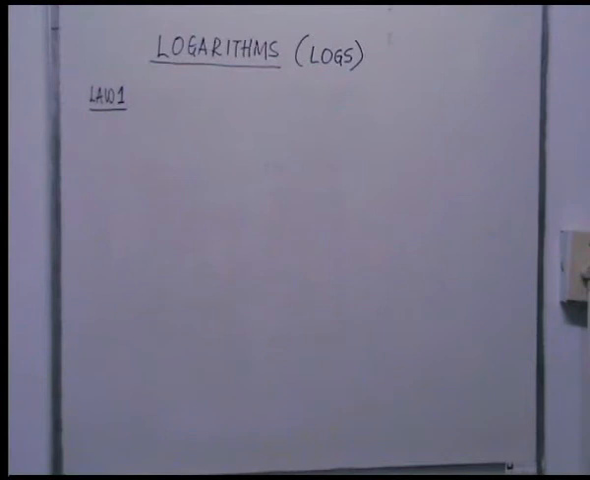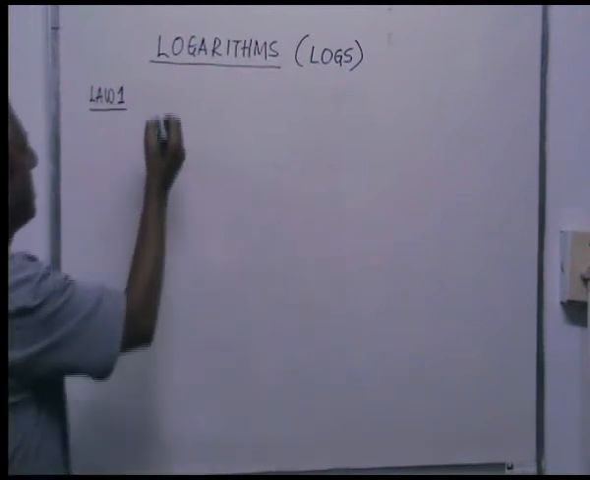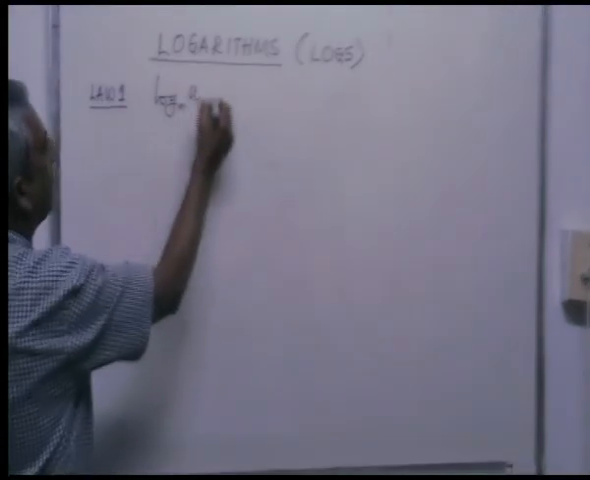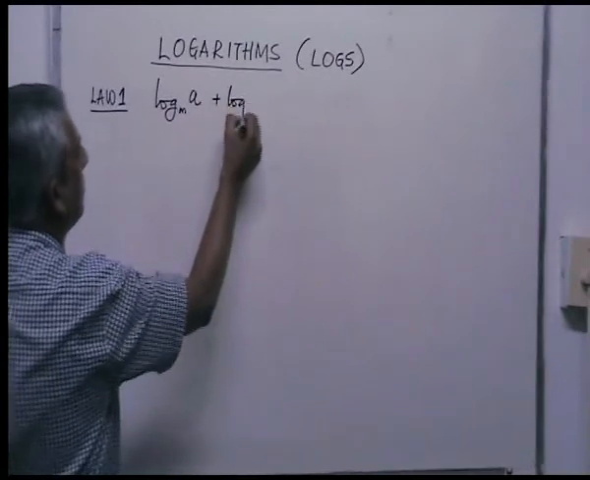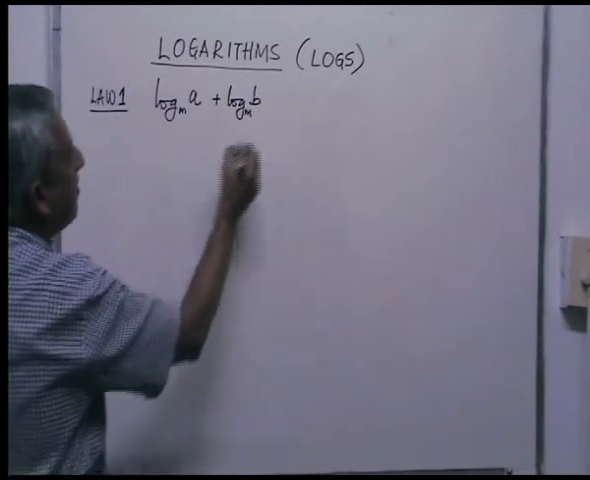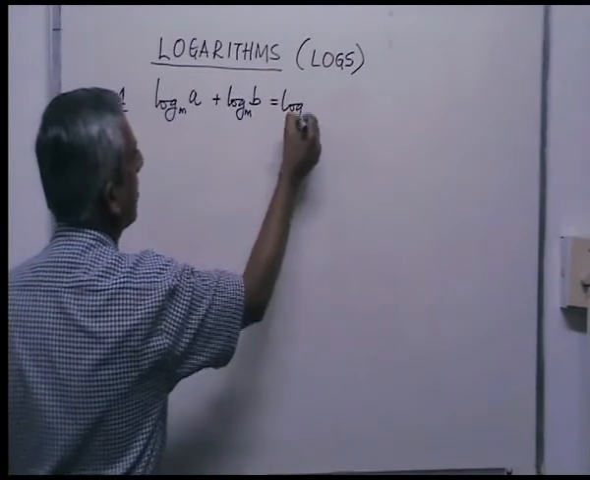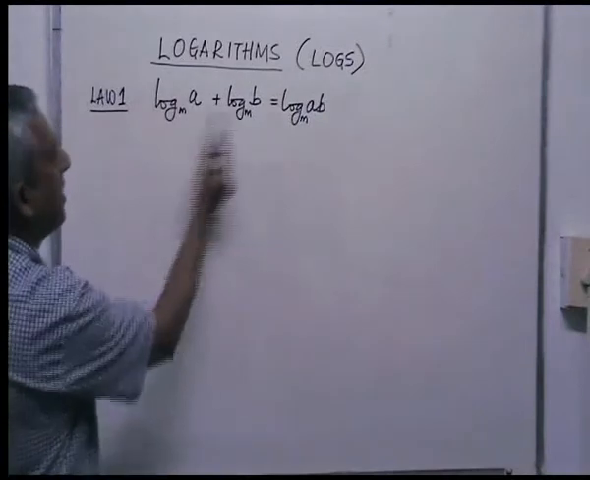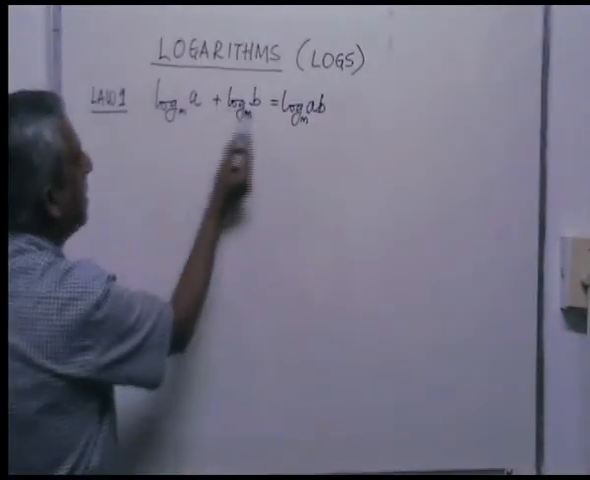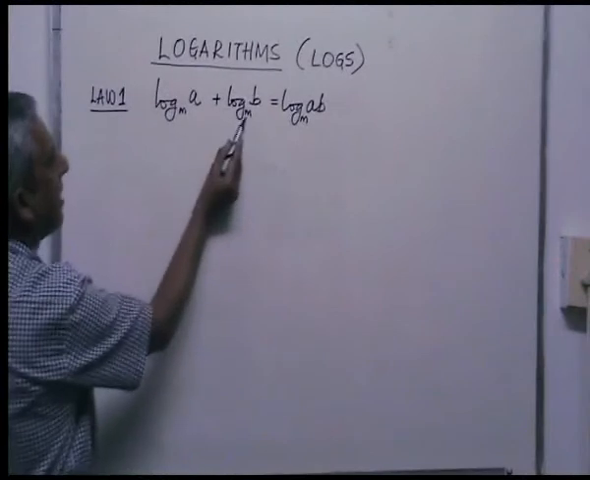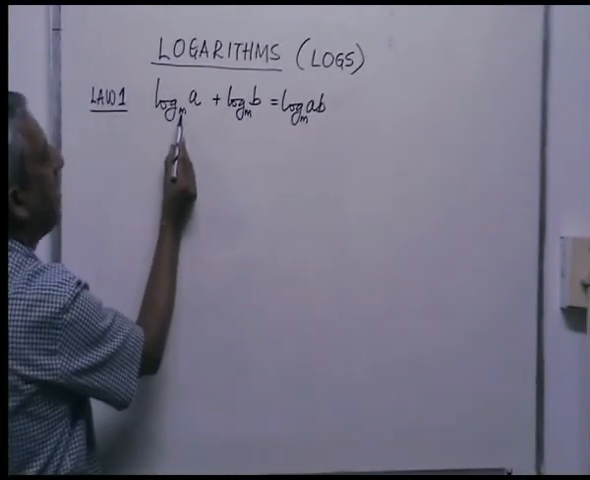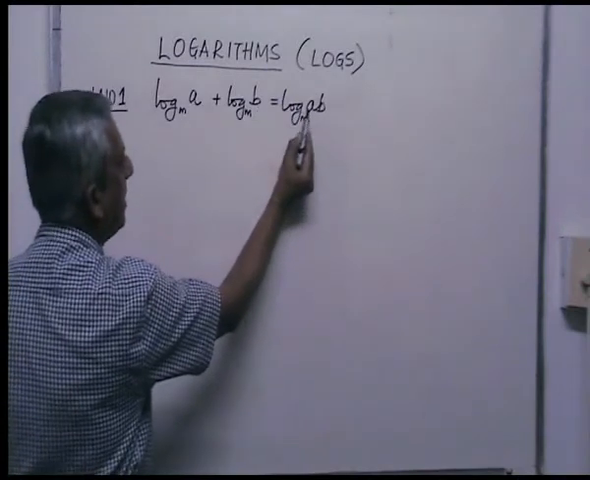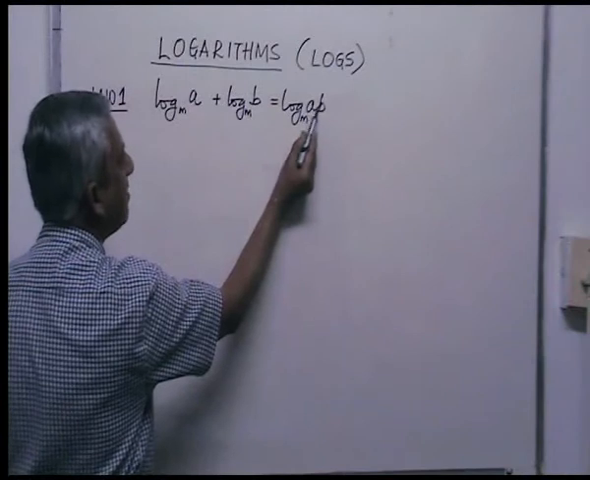Okay, so we're going to write down law 1 first. And law 1 states that the log of a to the base m plus the log of b to the base m is equal to log of ab to the base m. Now what is important to understand in this law is this law works provided the bases are exactly the same. Both the bases are m and m, therefore the law can apply. It is log AB. AB obviously means A times B.